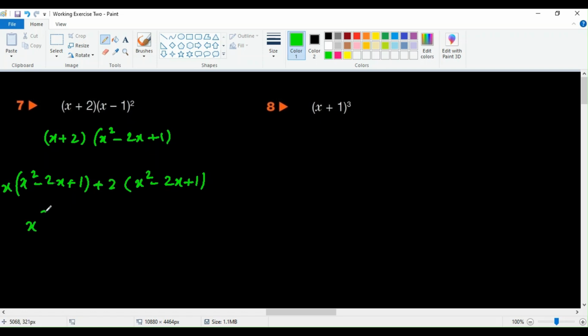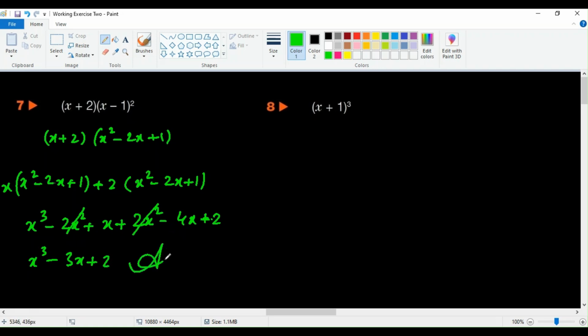So it's going to be x cubed minus 2x square and plus x plus 2x square minus 4x and plus 2. So simplification is going to give us x cubed, and minus 2x square and plus 2x square are going to be cancelled, and minus 4x plus 1x is going to give us minus 3x plus 2 as the final answer for question number 7.